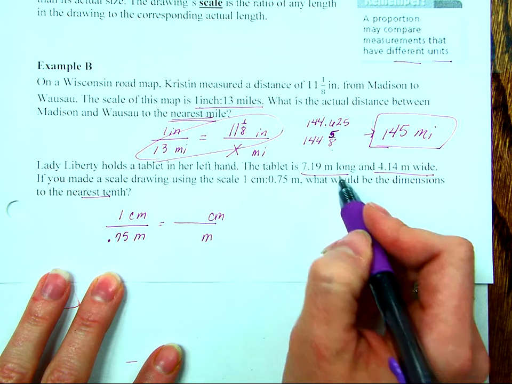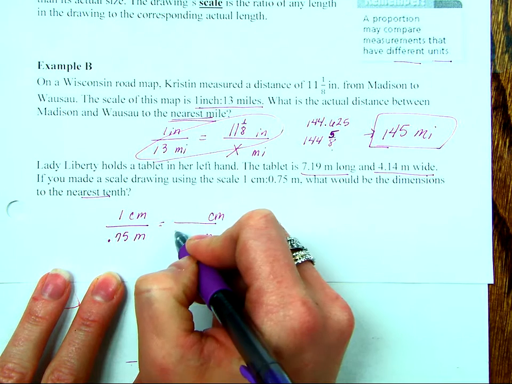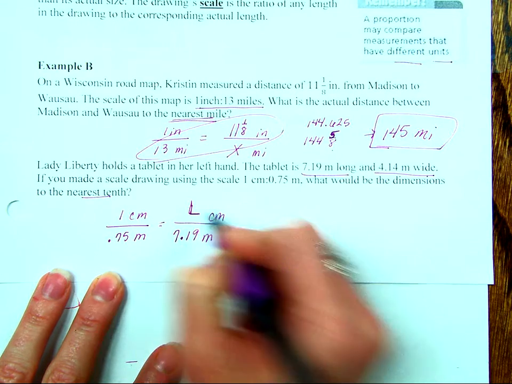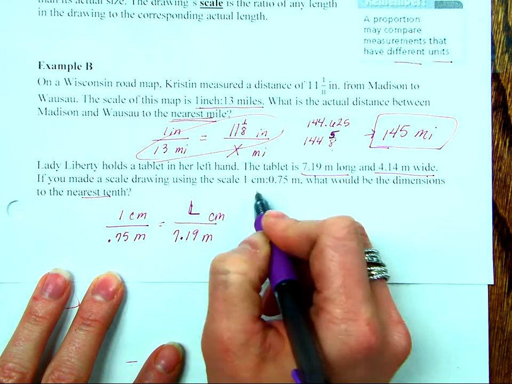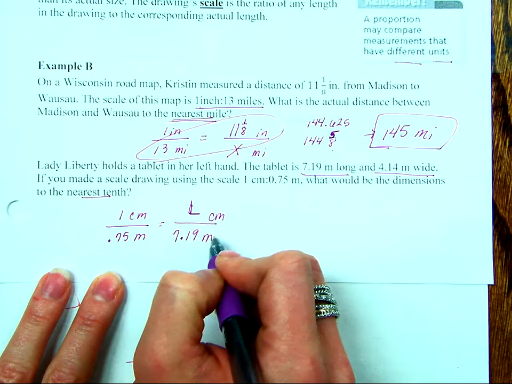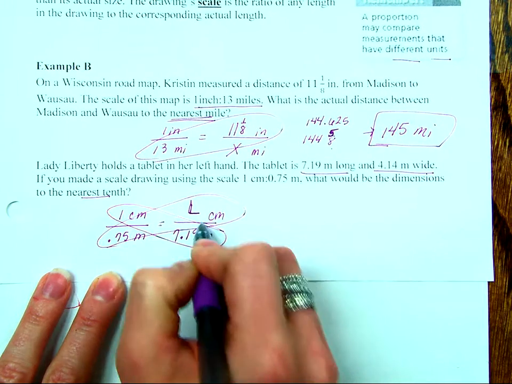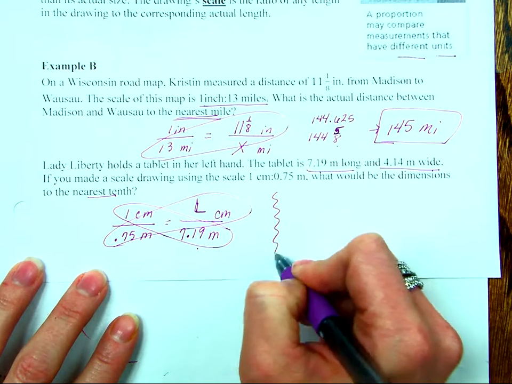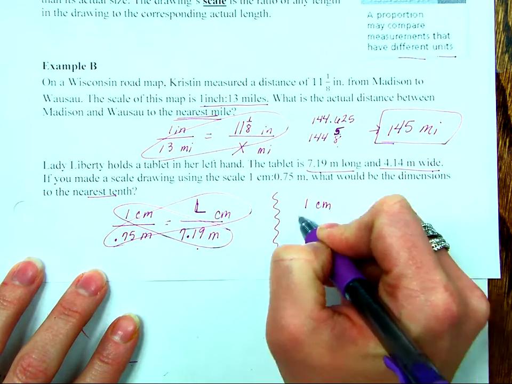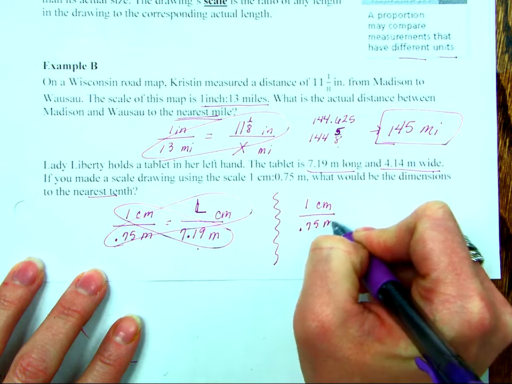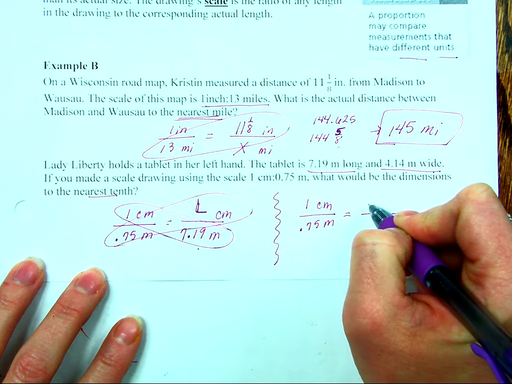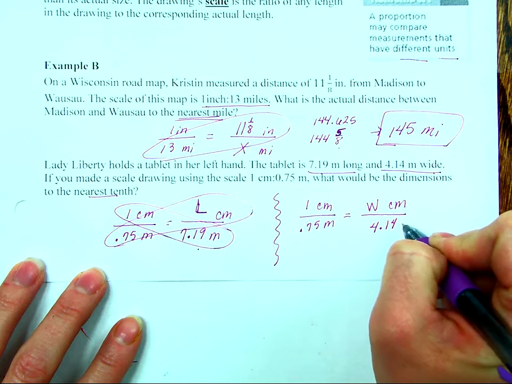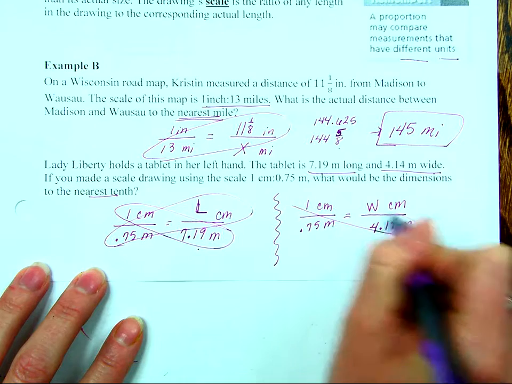So the first time, if I'm going to go ahead and take my 7.19 meters, that's the actual, I'm looking for L, my length, and we could solve our proportion. We could use our cross products, multiply, divide by 0.75, but then I'm also going to have to take that same scale, and set that up and solve for the width. And so I'm looking for the width of the drawing when I know the actual is 4.14 meters. And again, we would use our cross products.